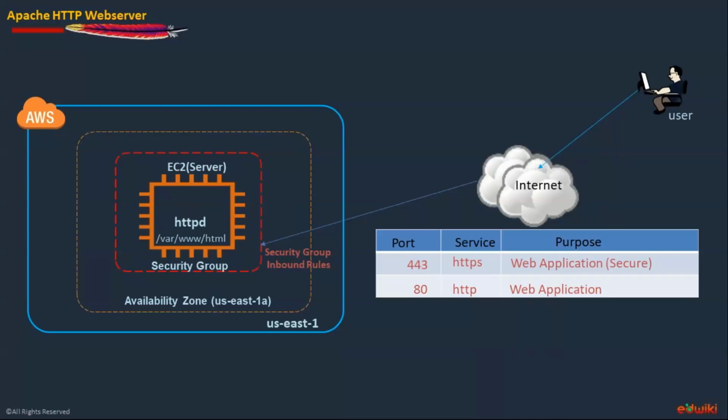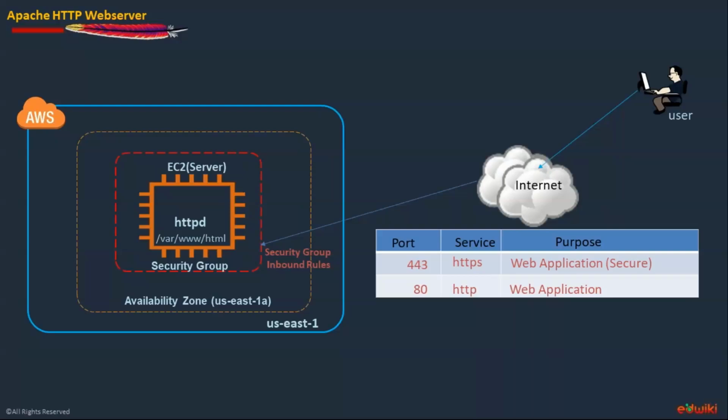The default location where the website related code or the data will be available is /var/www/html. So that is one of the absolute paths available in the EC2 server. In that location, you have to keep the website related code and the required data, how you are expecting the website to appear for the end user.